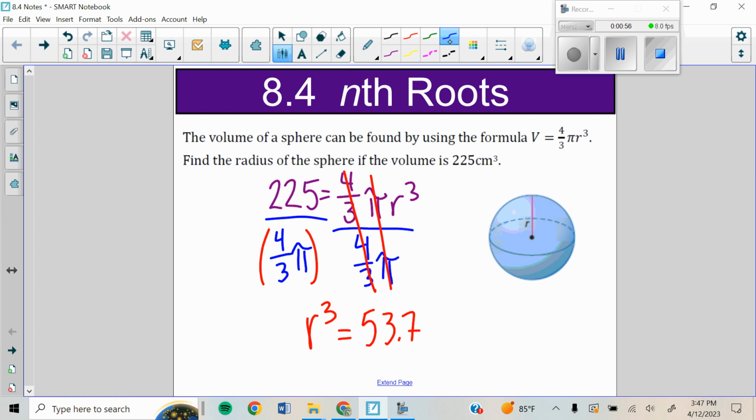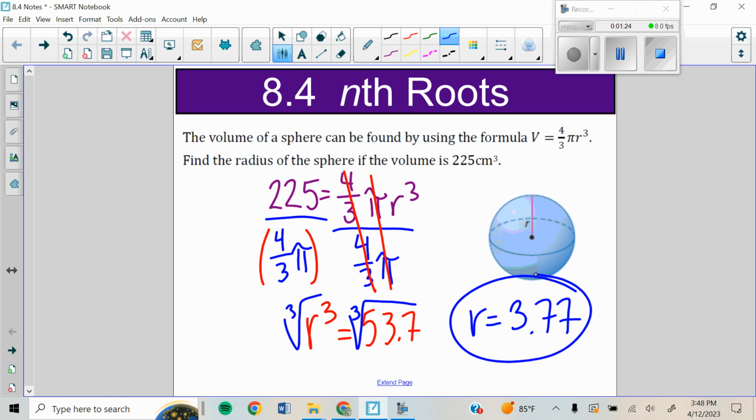So to get rid of a cube, we are going to cube root it, just like we did when we have square roots. So you're going to grab your graphing calculator and push math, and it's going to be the 4th button down. It's going to say cube root. So you're going to type in the cube root of 53.7, or you can even do second negative to pull your previous answer. All right, and then we find our radius is approximately 3.77.